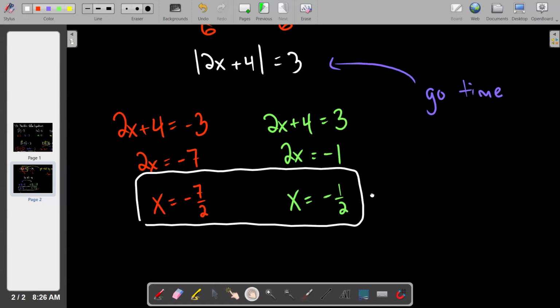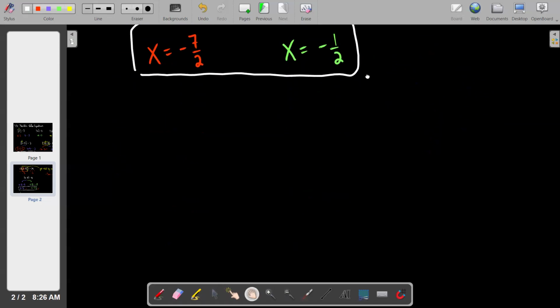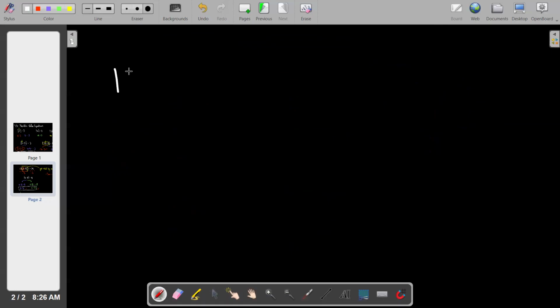Ready to go again? Let's do 12 minus 4 times the absolute value of 3x minus 7 equals 20. What do we do first? Remember, do not do 12 minus 4. Oy, boy. Get rid of this positive 12 by subtracting 12.